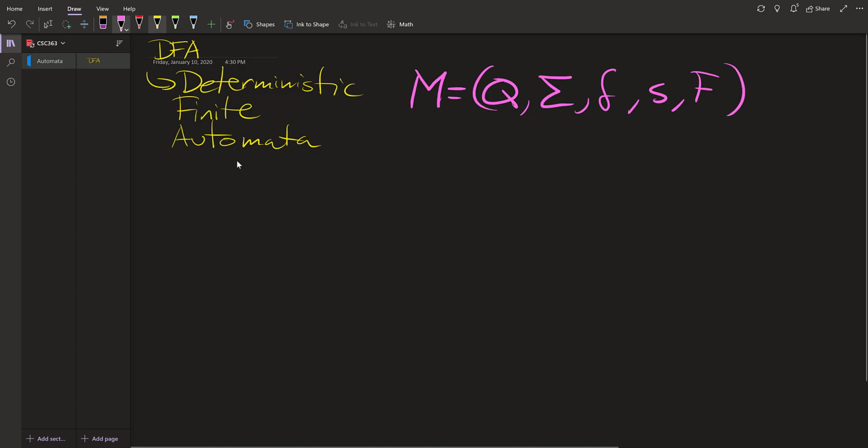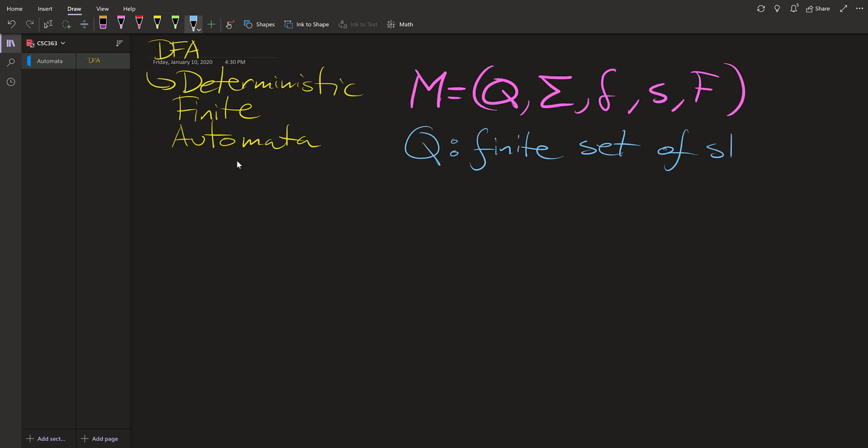So first off, let's talk about Q. Q is a finite set of states, and it's very important you keep in mind this is finite, so you can't have an unlimited number of states based on what you wish for. That's not possible in a DFA.